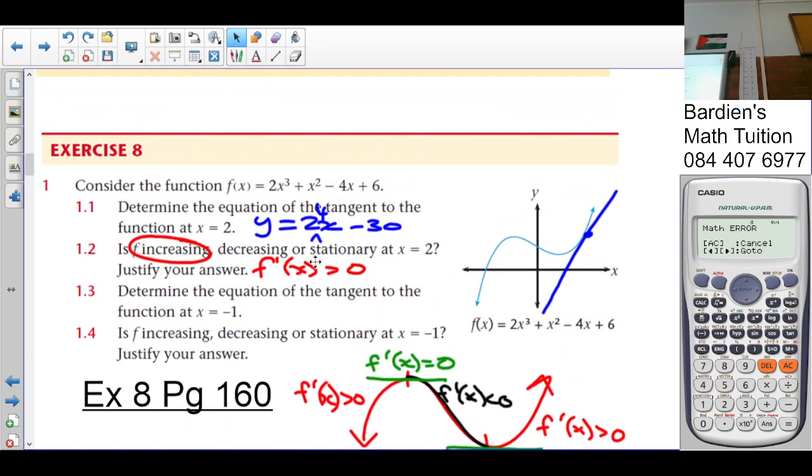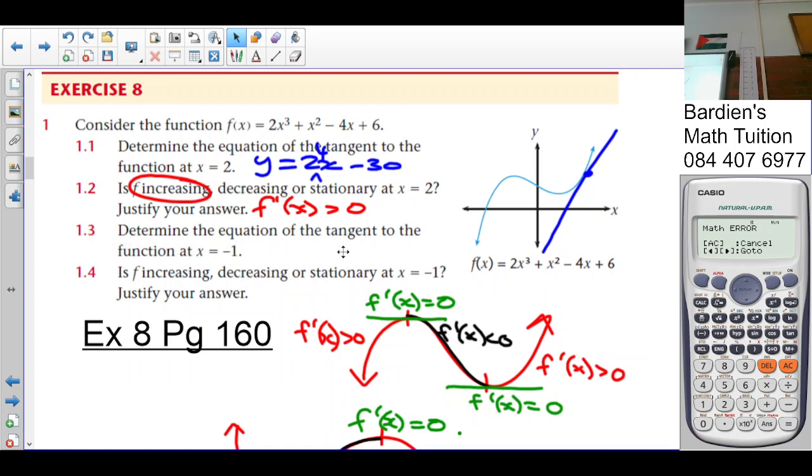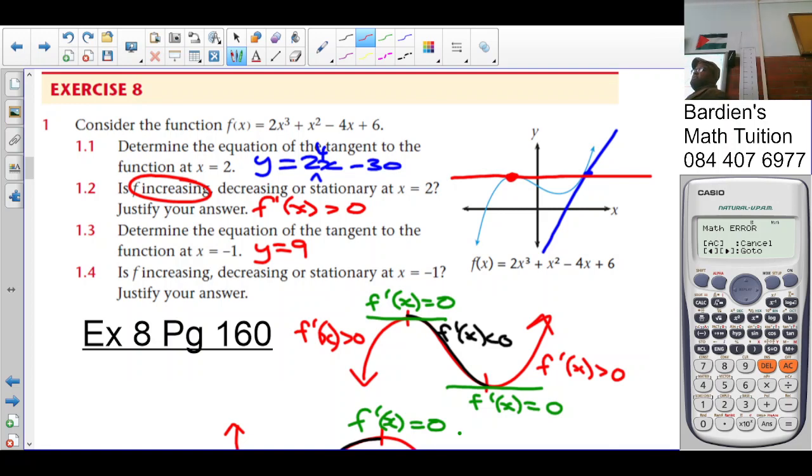So let's go back. Now in 1.3, determine the equation of the tangent at x equal to minus 1. What's the equation of the tangent at x equal to minus 1? Y is equal to 9. Straight. So the gradient here is 0. If you take that into account, and they ask you to draw this in, then your gradient is 0 here. Can you see that, people? It won't be here because that's on the positive part of the x-axis. It's a negative part, so that is y is equal to 9 here.